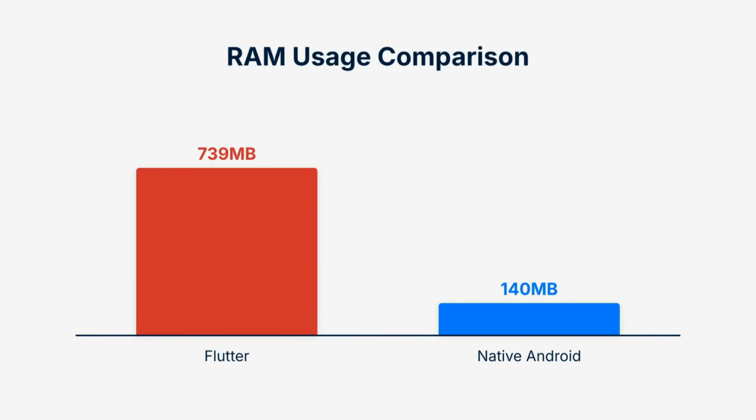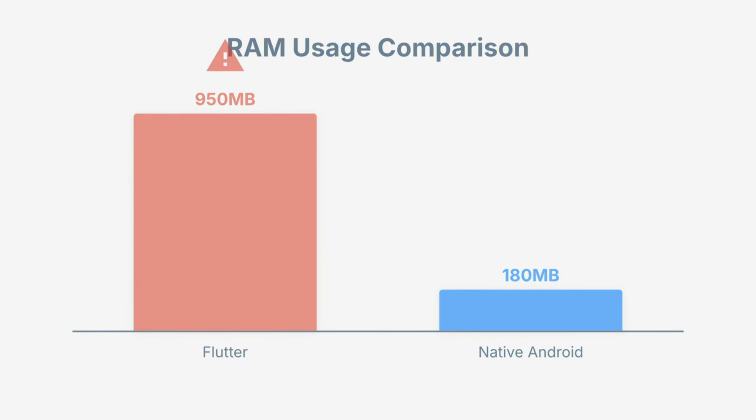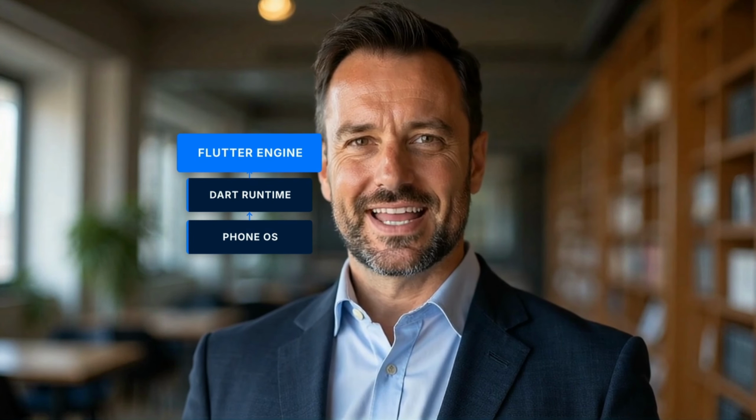Memory told a very different story. Flutter consumed on average over 950 megabytes of RAM, compared to roughly 180 for native Android. That gap comes from Flutter's own rendering engine and its Dart runtime, essentially a second layer running on top of the phone's system. Battery drain, though, was nearly a tie.